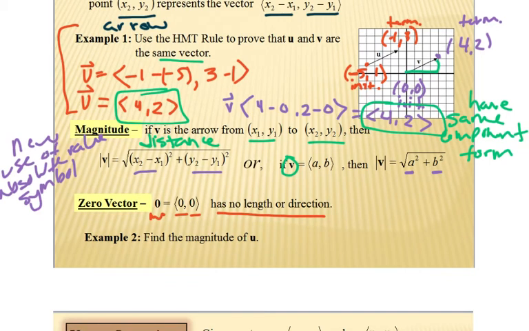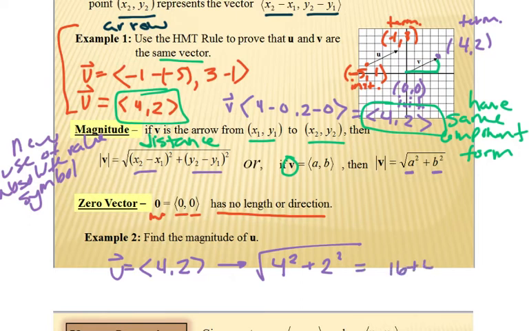So in this one, we're going to find the magnitude of u, because the u vector, as we just determined up above, is 4, 2. And so it's going to be easiest if we just take 4 and square it, and 2 and square it, and square root. And so we'll get 16 plus 4, and so that's going to be the square root of 20. And you could make that into a decimal, but that is our magnitude.